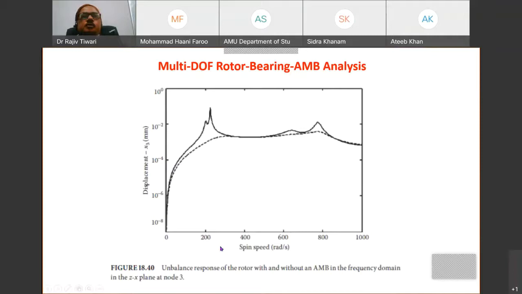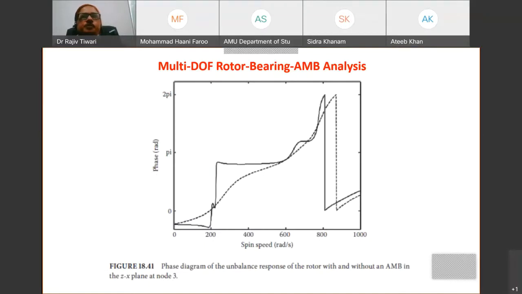Here is the frequency domain plot. Now here we can see several critical speeds. The solid line is without AMB, so critical speeds are there, and the dashed line is with AMB. In most of the cases those critical speeds can be suppressed with the magnetic bearing.